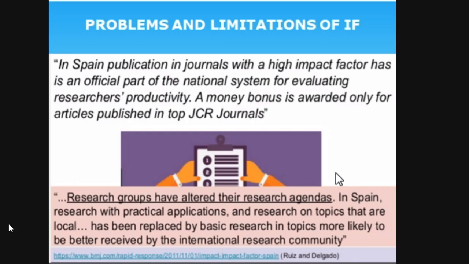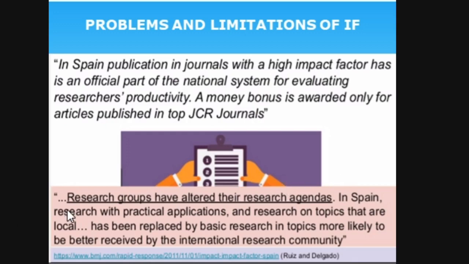That means the JCR, Journal Citation Reports, which I told you provide impact factors, and if you are publishing in top JCR journals with high impact factor, you will get a bonus appraisal. You will get extra money. So Spain is also doing like that. But here some research groups have altered their agendas.